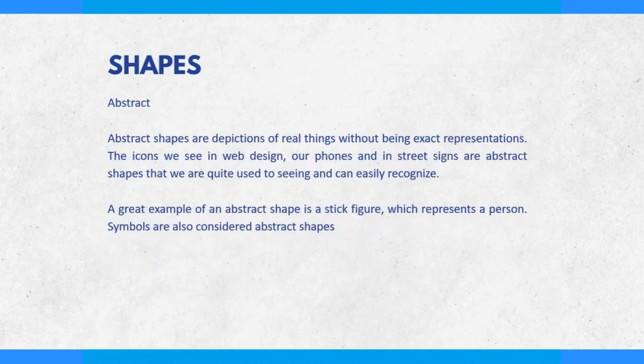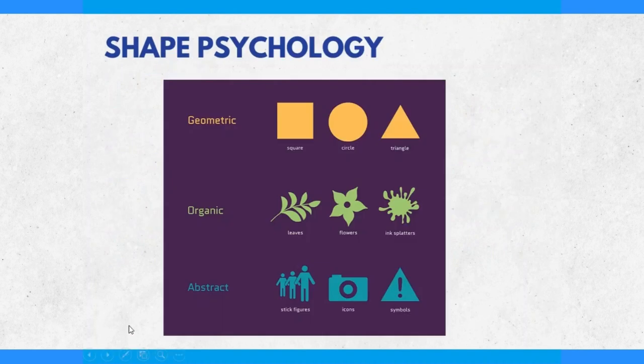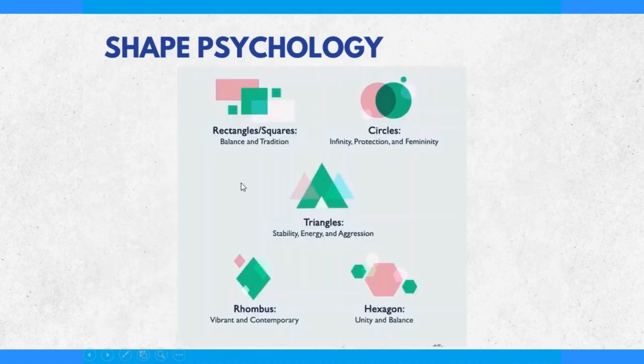We have abstract shapes, shapes that depict real things in real life. For example, you can have a stick figure that depicts a person. Everybody who sees a stick figure everywhere knows that it is signifying or representing a person. Now, this is an image showing the different types of shape, from the geometric to the organic to the abstract shape.